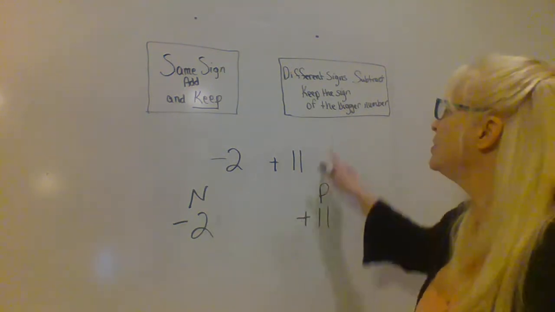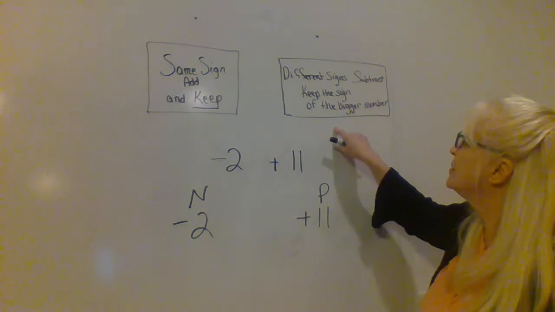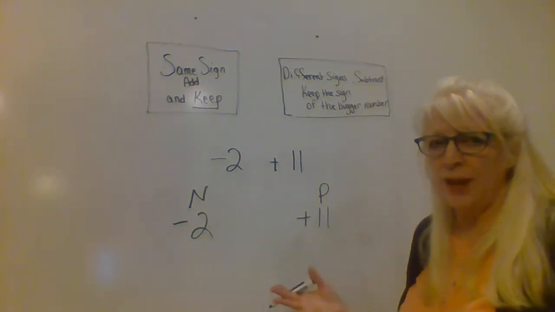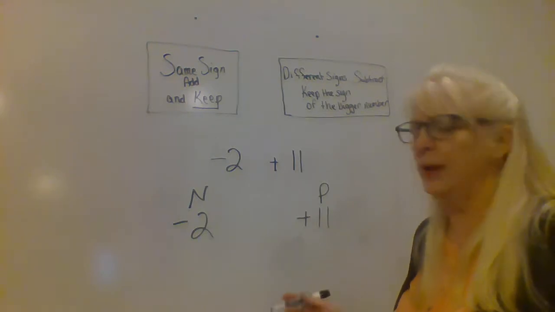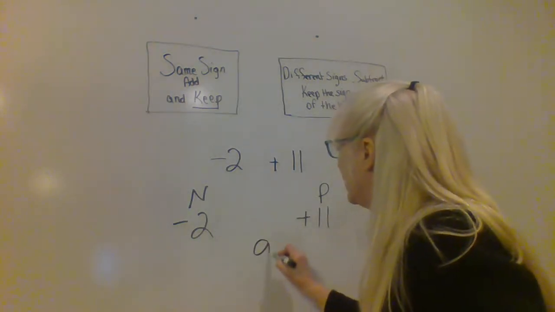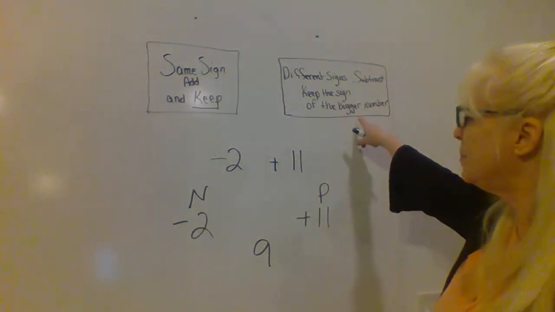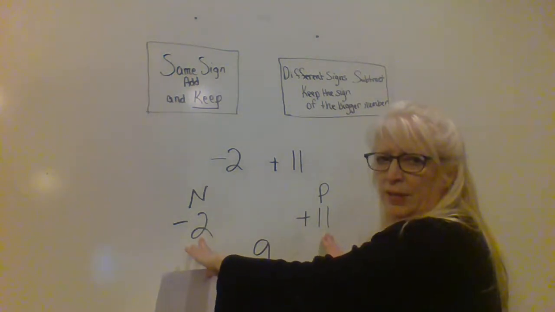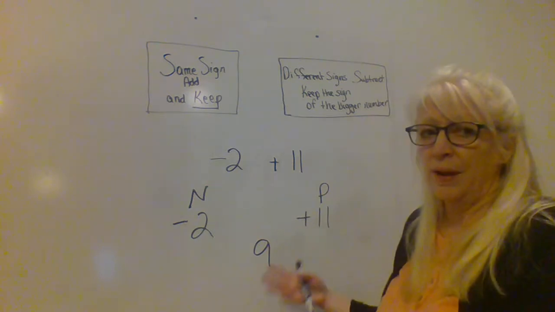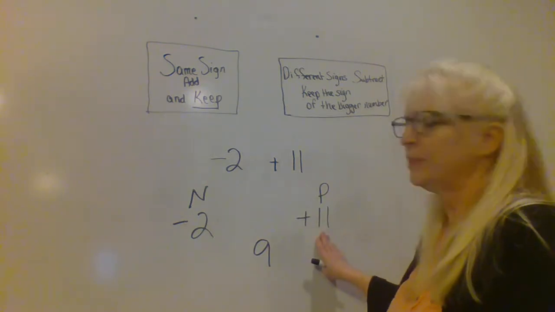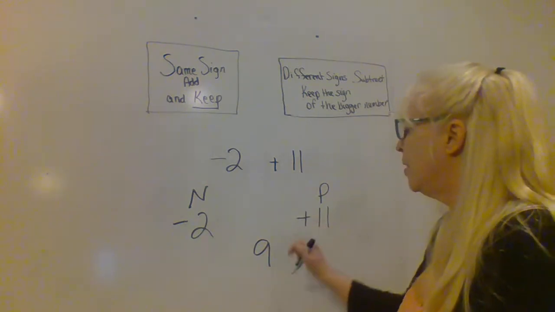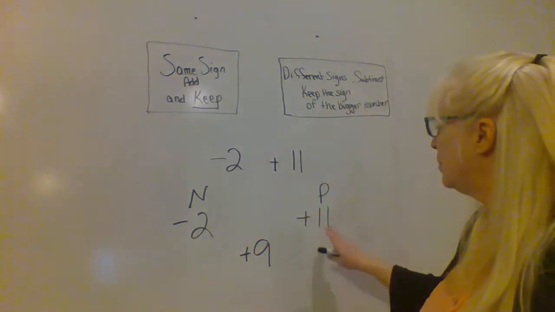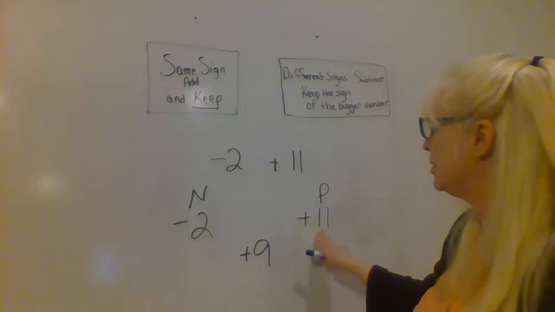So now I've got to go to my different signs rule. So it says different signs subtract, and I'm going to subtract 2 and 11, or 11 and 2, either way, and I'm going to get 9. And then it says keep the sign of the bigger number. So which one of these numbers is bigger, 2 or 11? If you don't think about the signs on them. 11 is bigger, and it's got a positive, and so I'm going to move the positive sign because it says keep the sign of the bigger number. And so the bigger number is 11, it's positive.